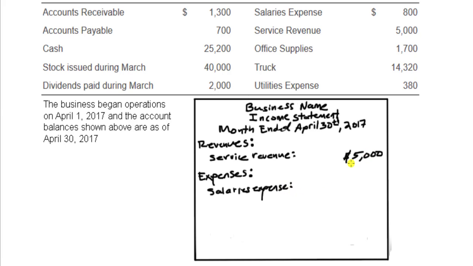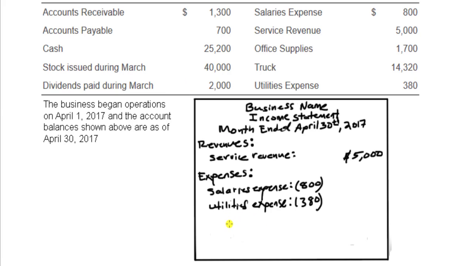Okay, I'm going to offset our expenses because we're going to total them up and then put the total beneath the service revenue. Salaries expense was $800. Put these expenses in parentheses because you want to indicate that they're negative, right? Salaries expense. Next is utilities expense, $380. So that's the only two expenses that we have shown here.